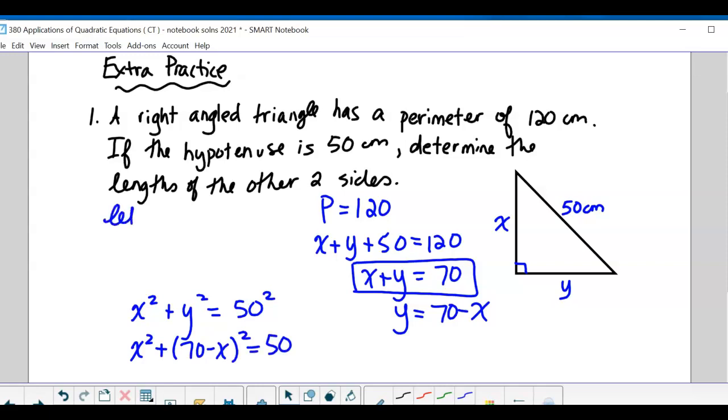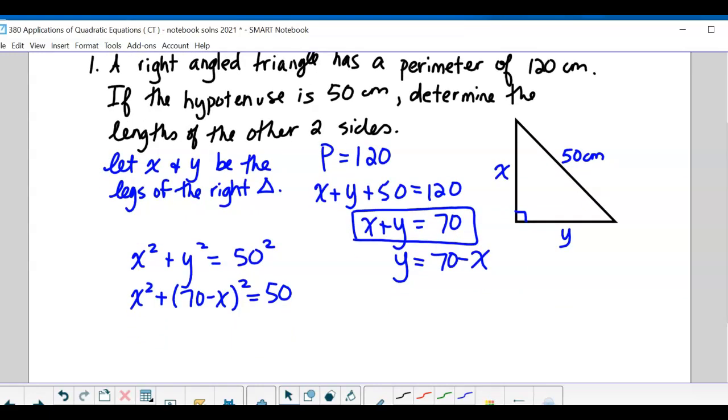Okay, in terms of let statements, if you didn't have a diagram, let x and y be the legs of the right triangle. So you'd be solving that equation. So square, or get rid of the brackets, collect like terms, get everything to one side, and solve it.